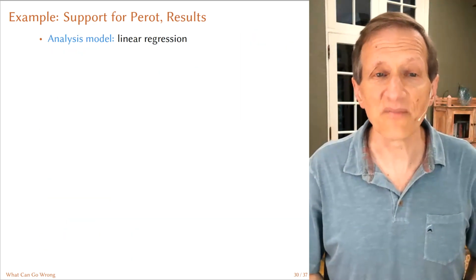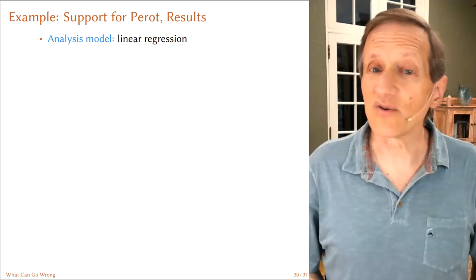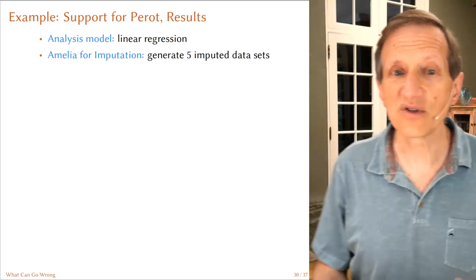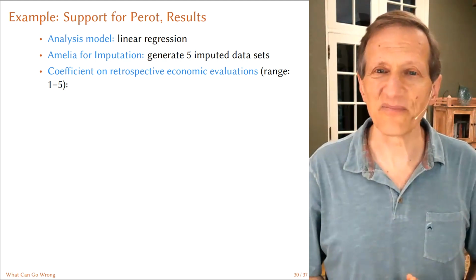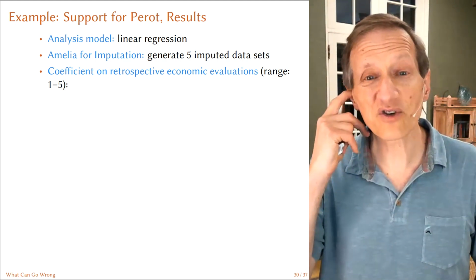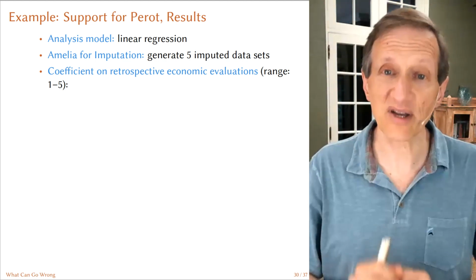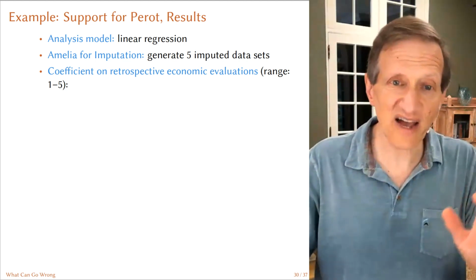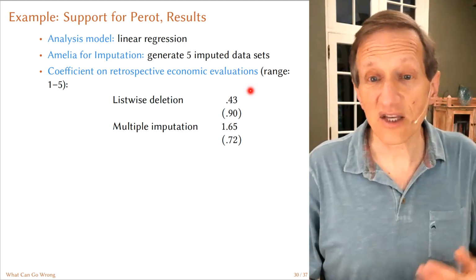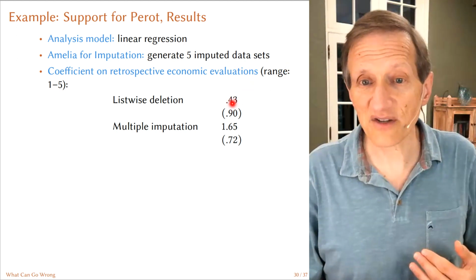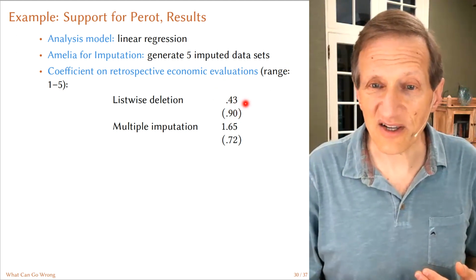Okay. The analysis model is a linear regression. We used Amelia for imputation. We generated 5 data sets. We're interested in the coefficient on retrospective economic evaluations. Range was 1 to 5. We ran listwise deletion, which is probably biased and certainly inefficient. And the coefficient is 0.43.